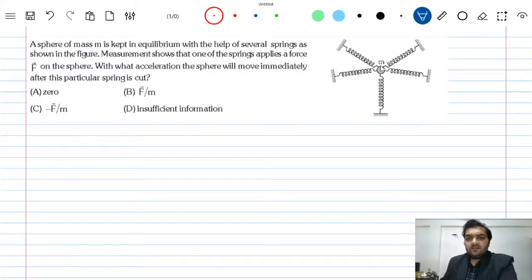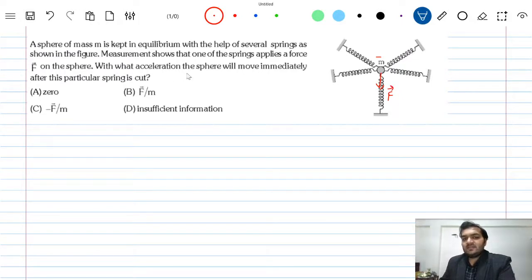This is a sphere of mass m, kept in equilibrium with the help of several springs as shown in the figure. So there are many springs here. Measurement shows that one of the springs applies a force F on the sphere. So this spring is applying a force here, and this force is F.